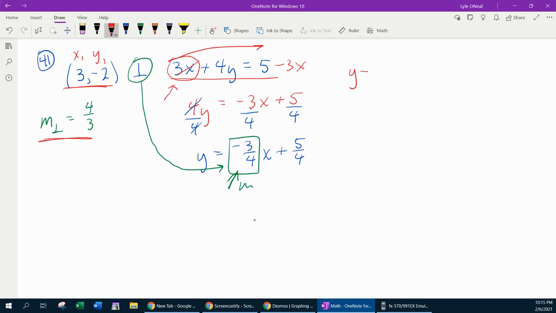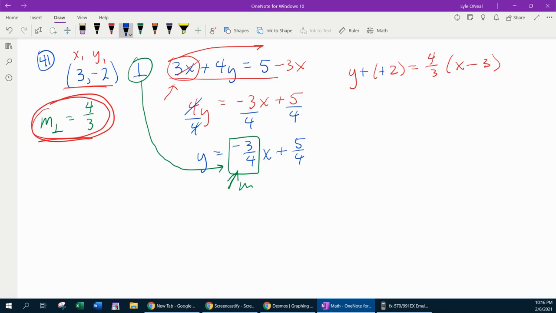Y minus y1 equals m. That's my perpendicular slope. X minus x1, and I'm done. At least I'm done for point-slope form. If they want the answer in slope-intercept form, you have a couple more steps to do.